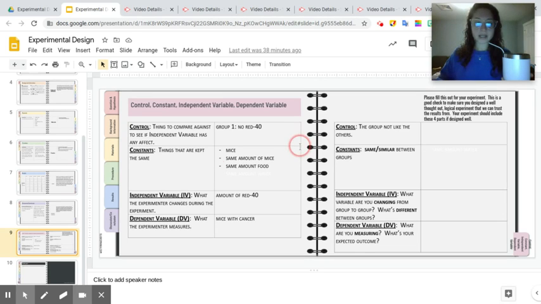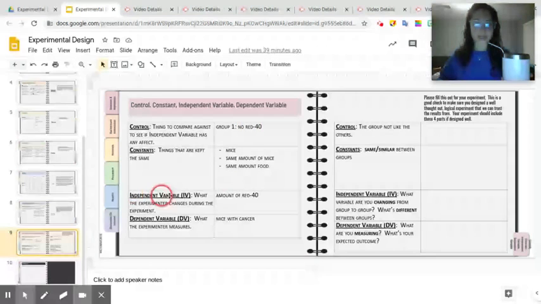Now, between all the groups, I kept everything else the same. We had the same amount of mice. They were all the same type of mouse. And they all got the same amount of food, the same amount of water. They were in the same environment. Everything else was kept the same except my independent variable, the amount of red 40 that each group got. So groups 2, 3, and 4 got different amounts of red 40. Group number 1, our control group, got no red 40.